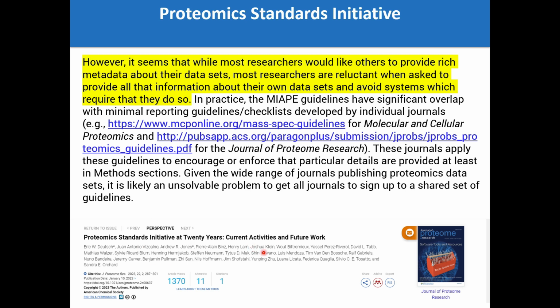After 20 years, what they're saying is that it seems most researchers would like others to provide rich metadata, but they are reluctant when asked to provide all the information about their own data sets and avoid systems which require them to do so, right? Which again, I'm sure we can all relate to. However, I would encourage everyone to report as much as possible in their manuscripts so that it can be transparent.